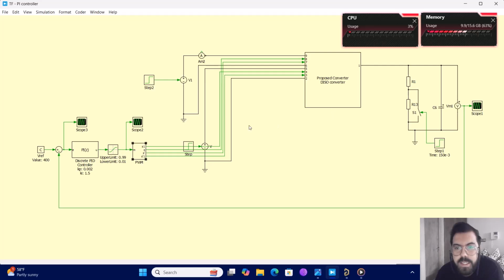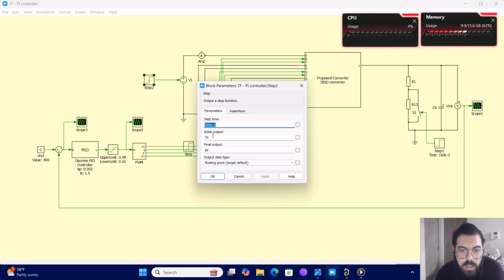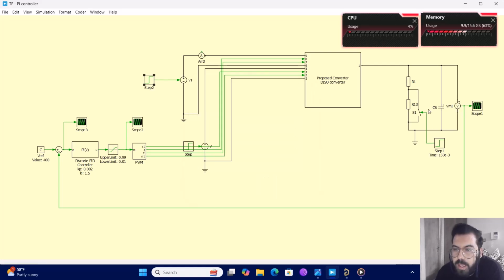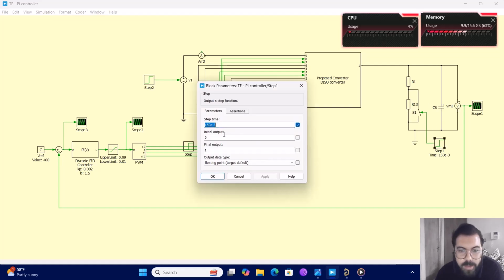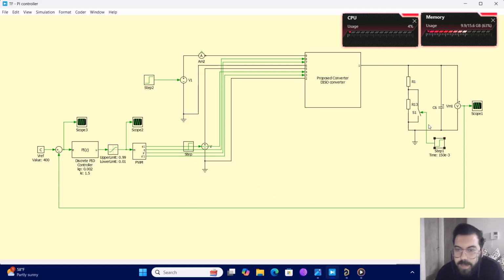For testing this converter, I changed its input voltage by this step from 70 to 80 at this time, and I changed the output load because I want to change the output power. So at this time, I changed the load of this converter. Now I'm going to start the simulation.